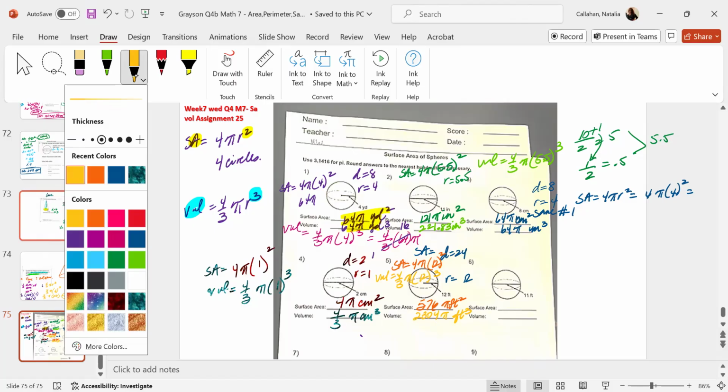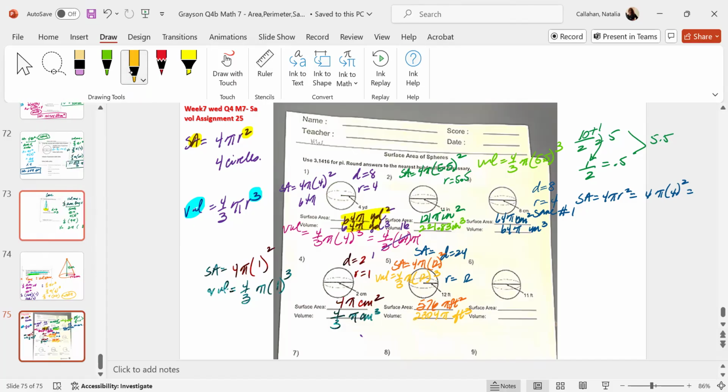Silas, Maddox needs to play his piano. Maddox, you need to play your piano.